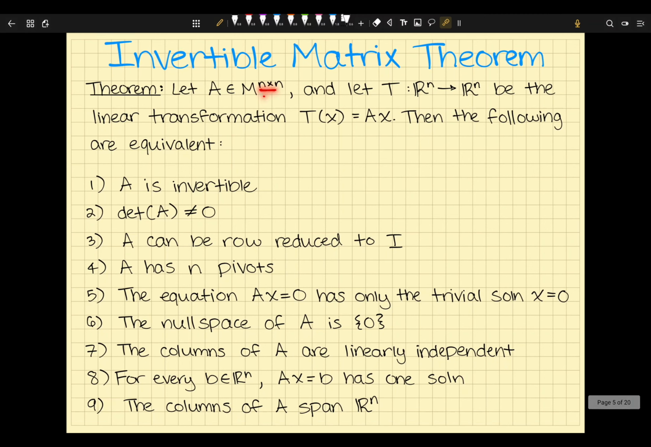Given some n by n matrix A and some linear transformation T, A is the matrix that represents the linear transformation T. So given the setup, the following 19 things are equivalent. Now the first one says that A is invertible, so everything else in the list is equivalent to A being invertible. Meaning, if A is invertible, then everything else is true.